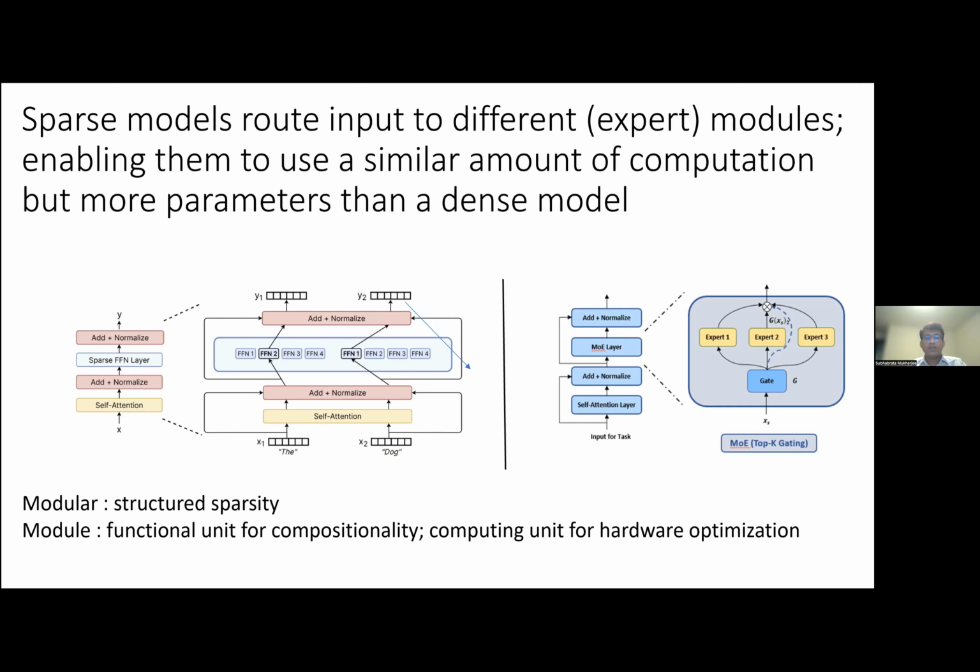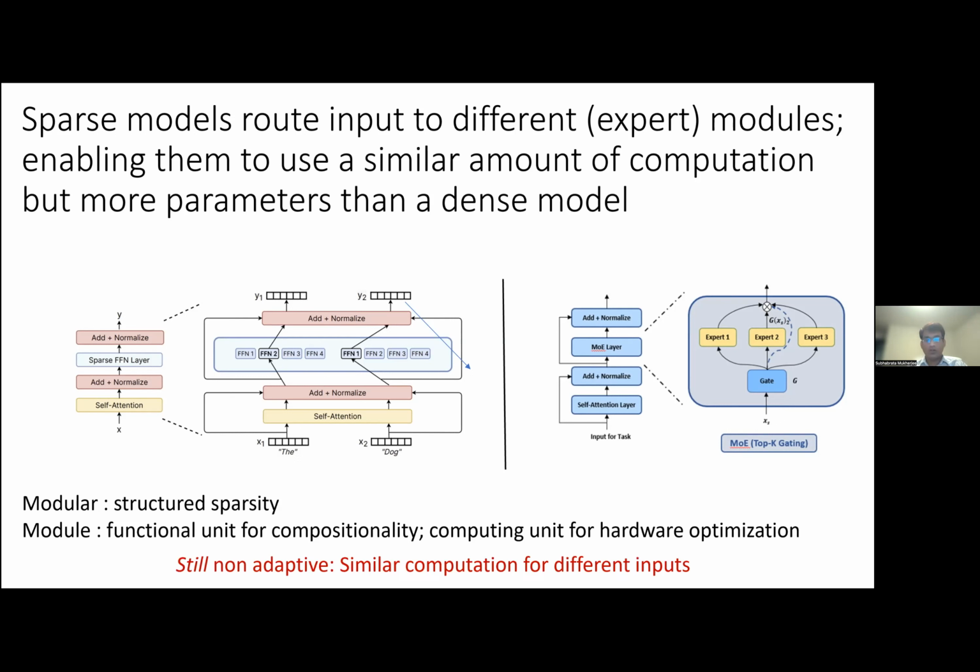What modularity allows us is to have structured sparsity, and these modules can be thought of as a functional unit for compositionality. For example, you could think of these modules as specialized in different kinds of tasks, if you were to use, say, a multitask version of these AutoMoE models. These modules could also be a computing unit for hardware optimization. For example, in methods like GShard or similar implementations, experts are often put in a single device to reduce the intra-expert communication cost.